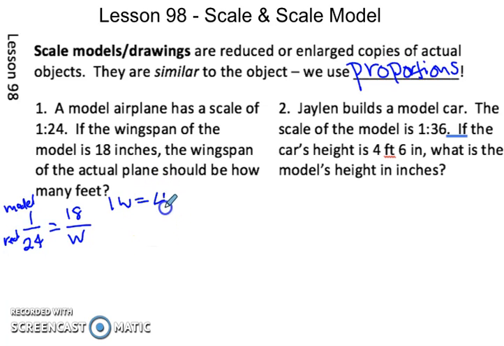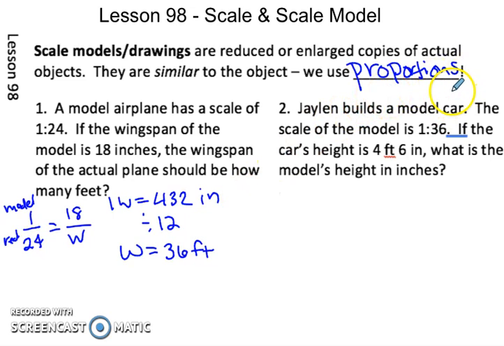I'm going to save you a little bit of work here, guys. Don't tell anybody. 432. And this is going to be in inches. So the wingspan is 432 inches on the actual plane. That's not very practical. It asks for how many feet. So in order to figure out the number of feet, I got to divide by 12. And my wingspan is going to be 36 feet on the actual plane.